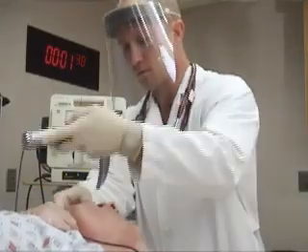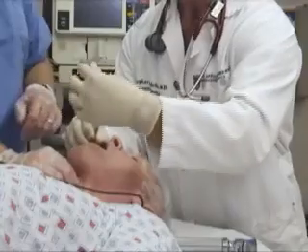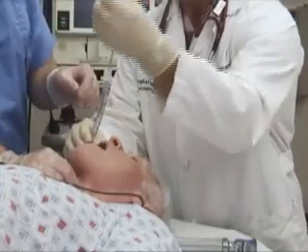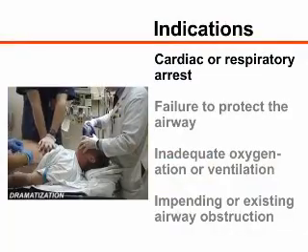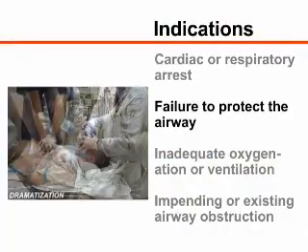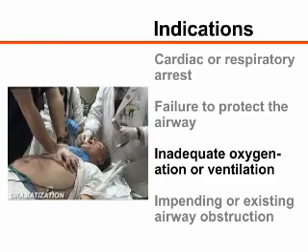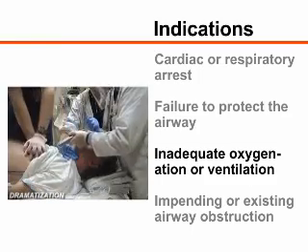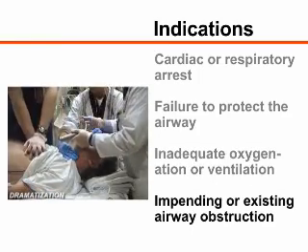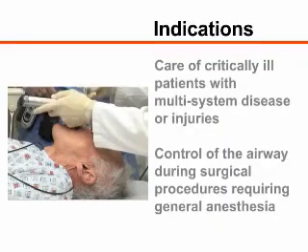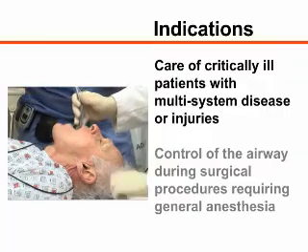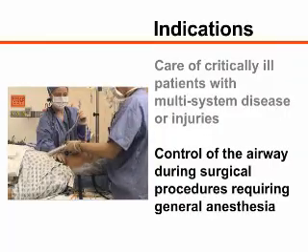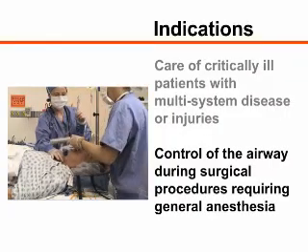Emergency orotracheal intubation is indicated in any situation in which definitive control of the airway is needed. Specific indications include cardiac or respiratory arrest, failure to protect the airway from aspiration, inadequate oxygenation or ventilation, and impending or existing airway obstruction. Orotracheal intubation is also commonly performed as part of the care of the critically ill patient with multisystem disease or injuries, and to facilitate control of the airway during surgical procedures requiring general anesthesia.